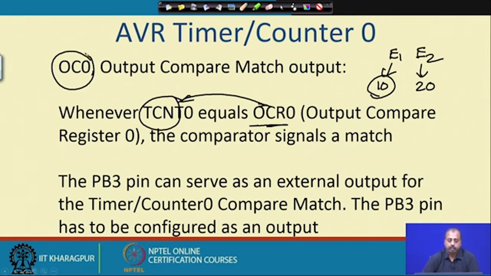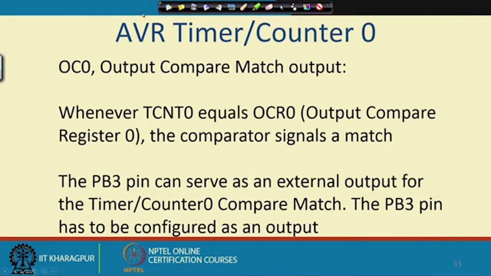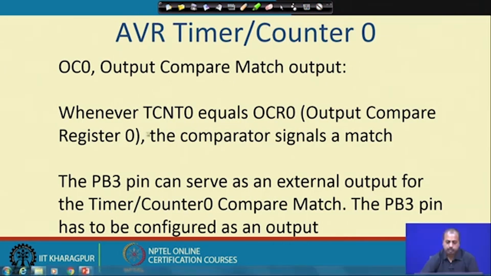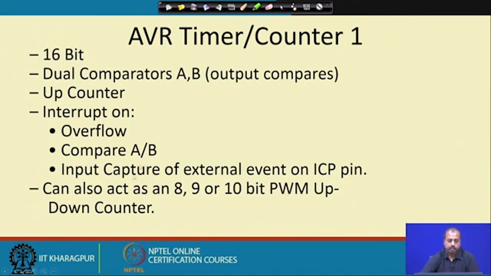So you get the information that this is the time to activate the action E1. Then you can reload OCR0 with the value 20. Again when the count reaches 20, you will get another match, and then you can start the activity E2. This is useful because I can have multiple activities started at different times, controlled by the same timer. That is the feature with the TCNT0 register and the OCR0 register.